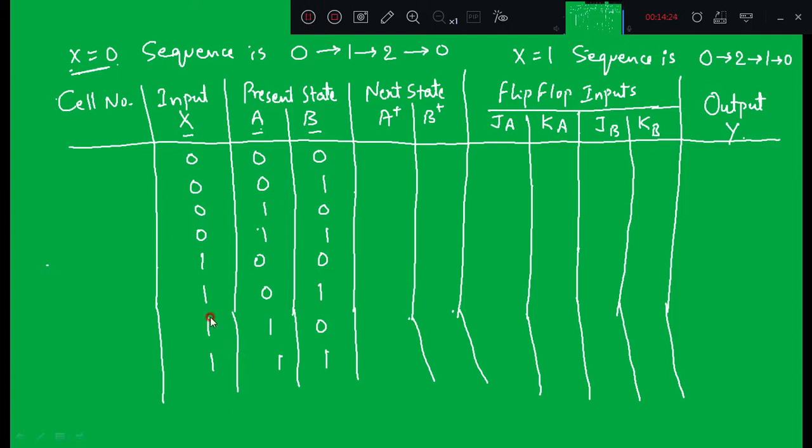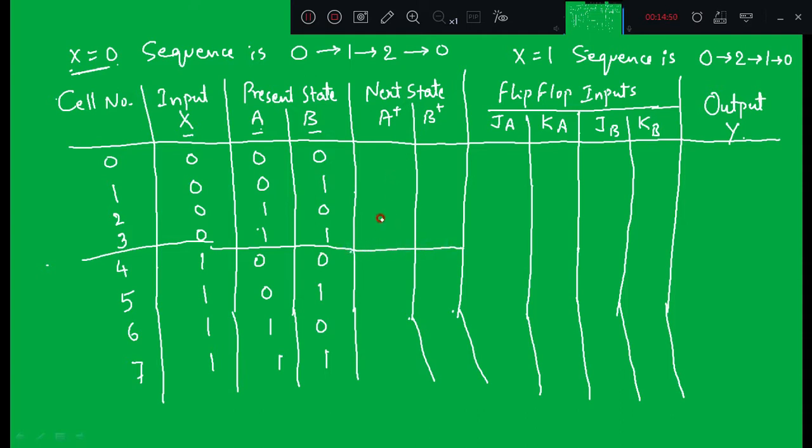So I wrote here all 8 combinations. The cell numbers, what are these cell numbers? These are the numbers in the K-map, right? So again we are going to put a K-map for this design, 5, 6 and 7, okay? So I will divide these combinations into 2 halves, where for X is equal to 0, one set of combinations, and when X is equal to 1, a second set of combinations, right?